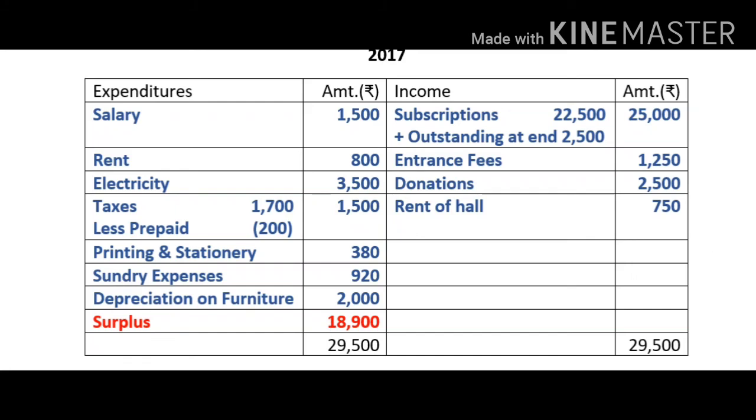So this is how we can prepare income and expenditure account of an NPO. Just remember that in income and expenditure account, we will show items of revenue nature only. Items of capital nature like life membership fees, purchase and sale of assets will not be shown in the income and expenditure account.